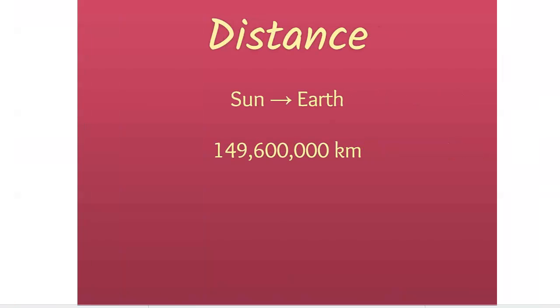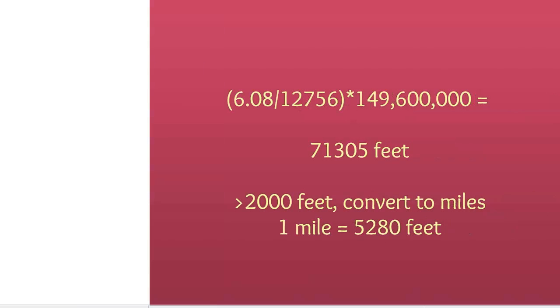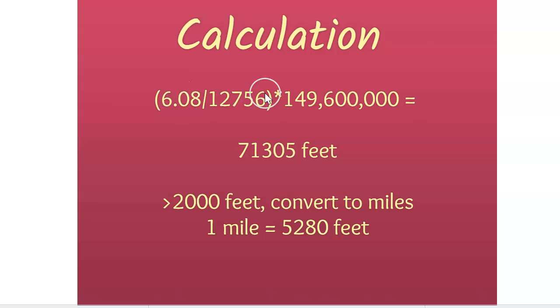The other thing we want to look at is what about the distance between the Sun and the Earth if my Earth is 6 feet tall and the Sun is 663 feet tall. So we need to know that the actual distance between the Sun and the Earth is 149 million kilometers away. And then we do the same thing. We use our conversion factor times that distance, and we get 71,000 feet.